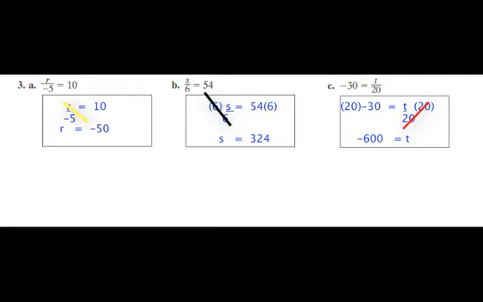You can check that solution by substituting it back in. Is negative 600 divided by 20 equal to negative 30? Yes, it is. So we know that that is the solution to the equation.